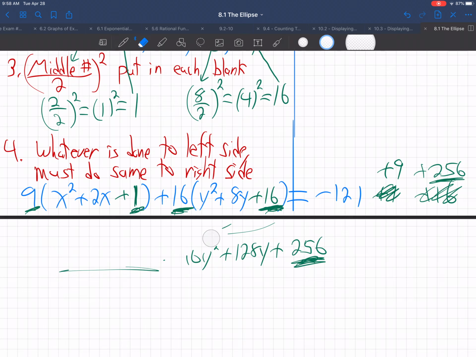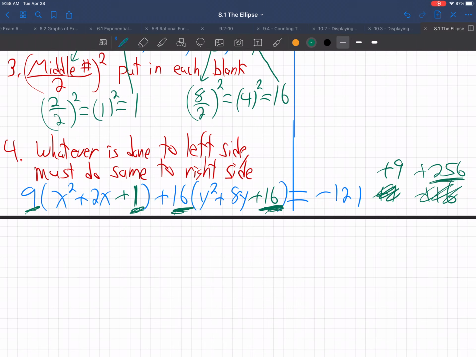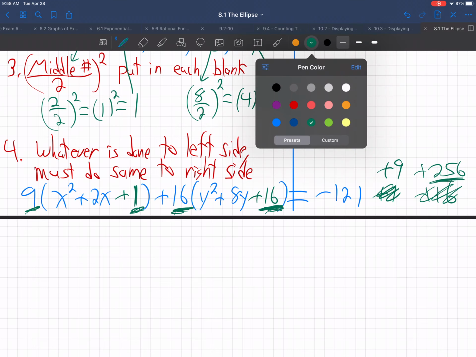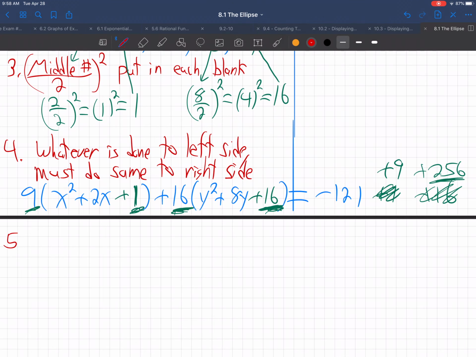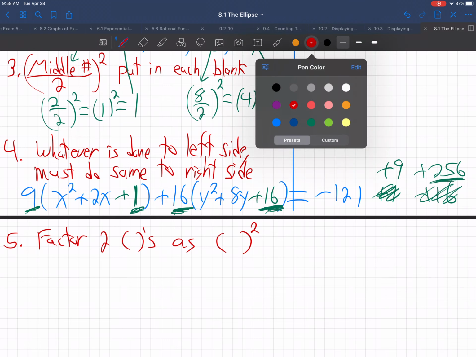All right, so let's get rid of all this stuff and get back to business. So now, that's what we have to do. So let's now, on step 5, factor the two parentheses as squared. So I'm going to factor the left and the right side as squared.